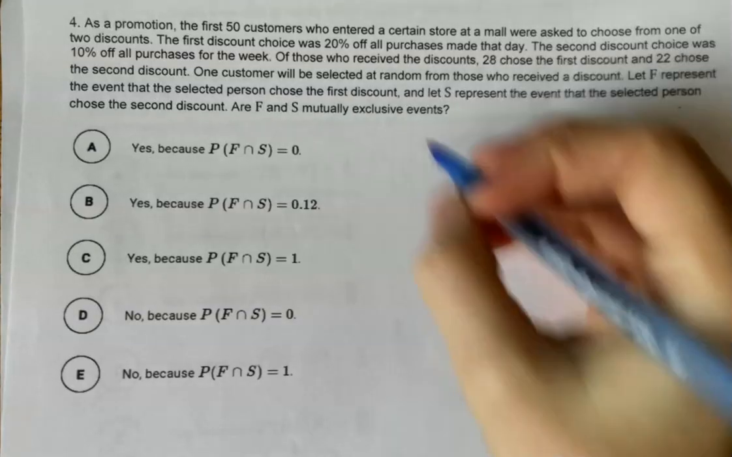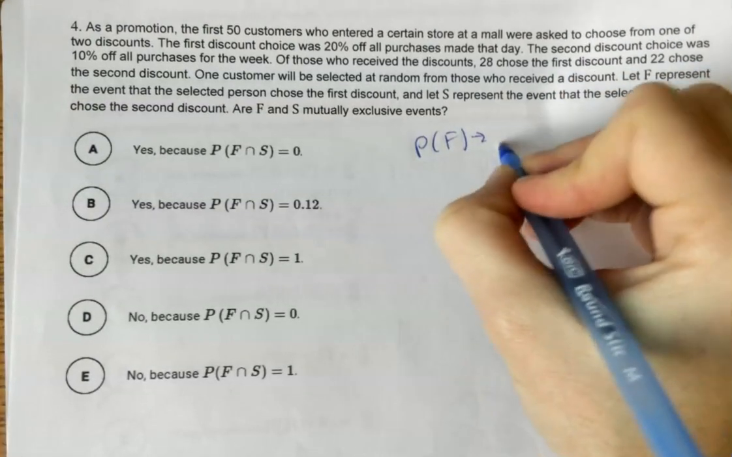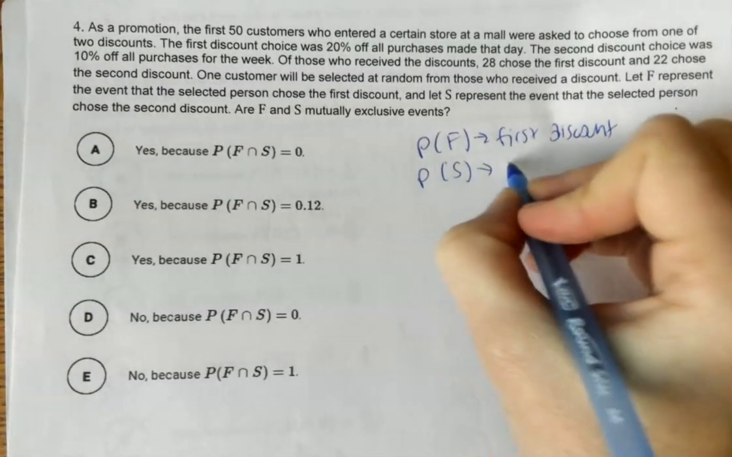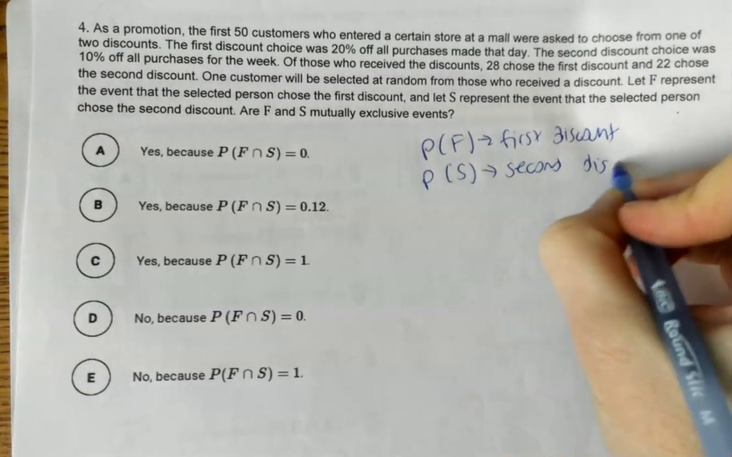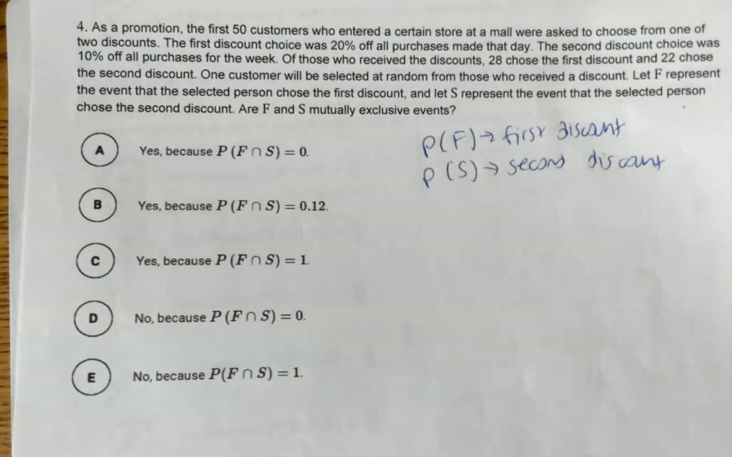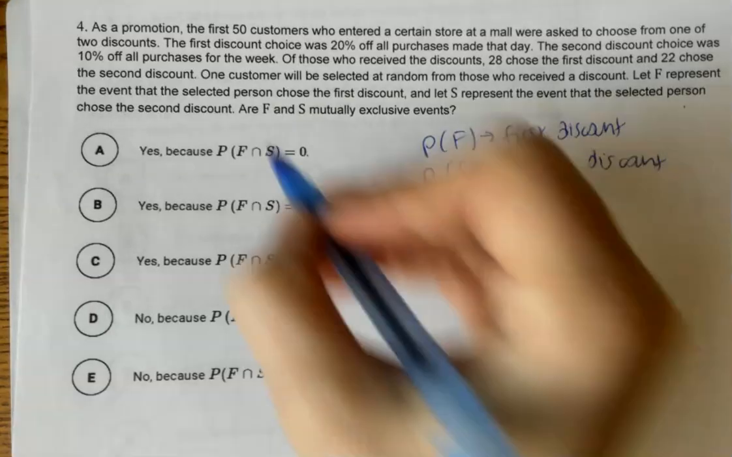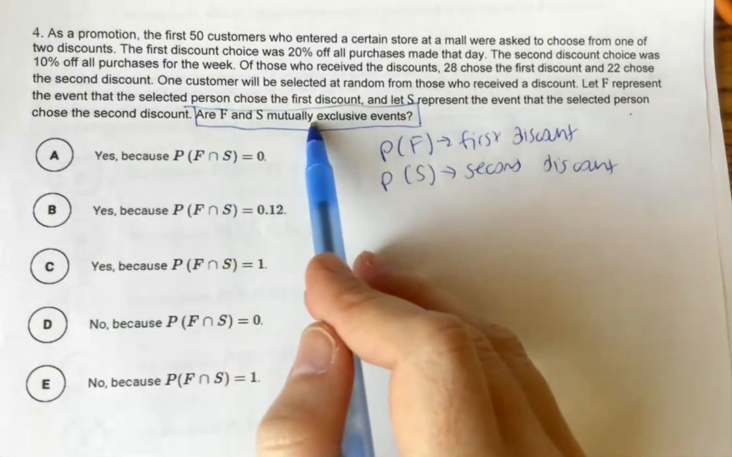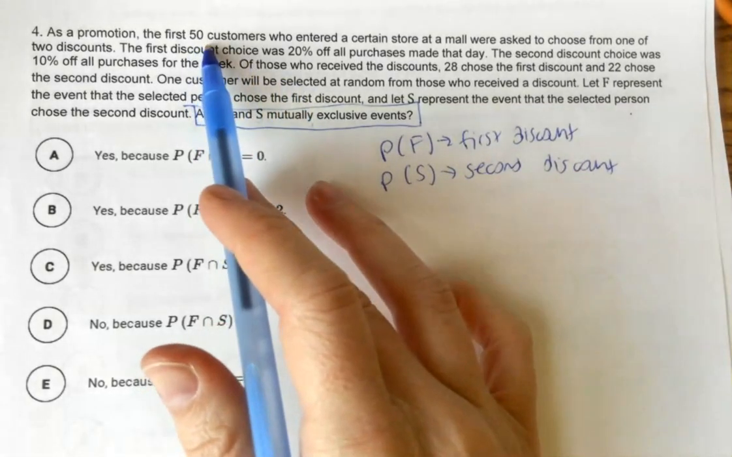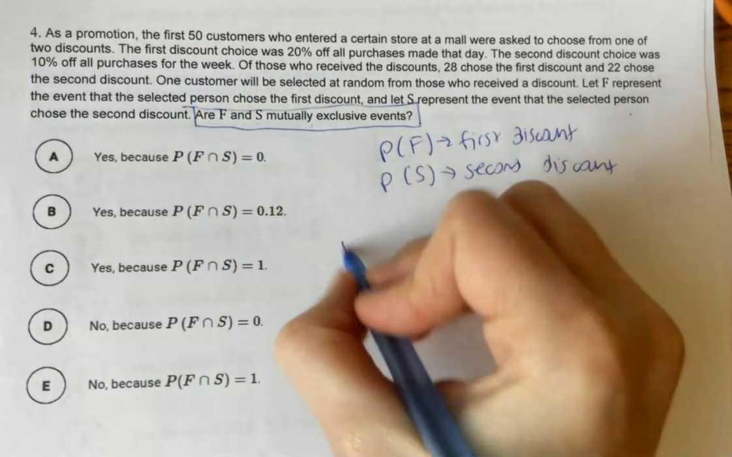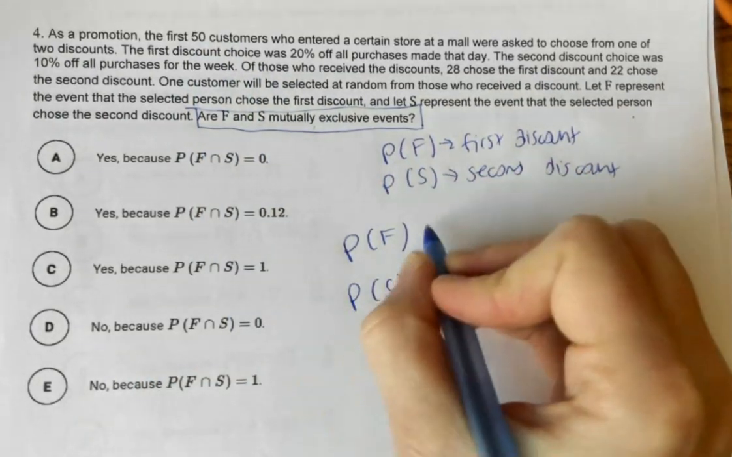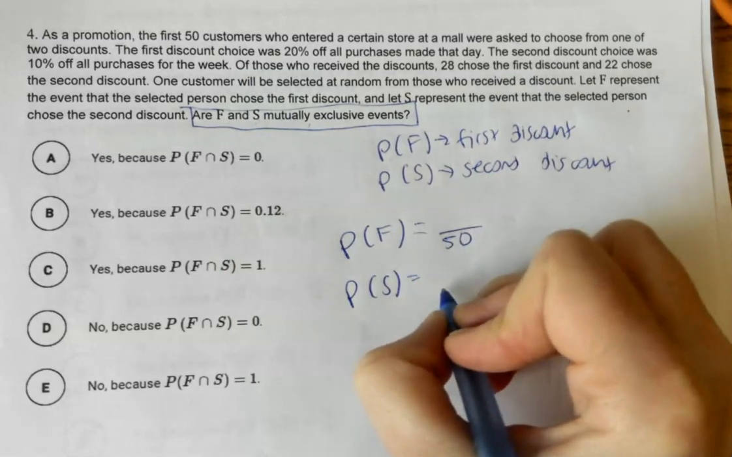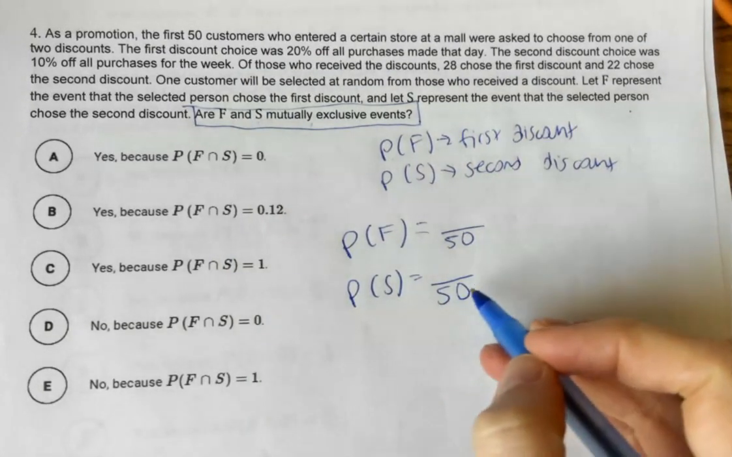Let F represent the first discount. And let S represent the second discount. Are F and S mutually exclusive? All right, that means can F and S happen at the same time? Well, let's check it out. First, we need to calculate the probability of F and the probability of S. I know that I have 50 customers total, so that's going to be my denominator for both of these calculations.